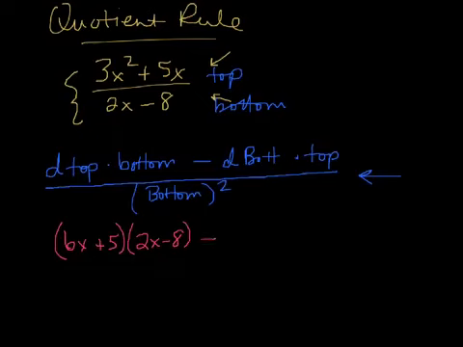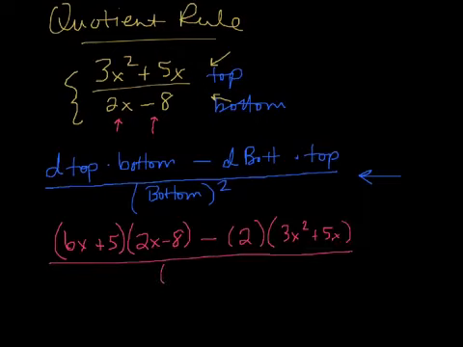Then I do a subtraction symbol. Now I do the derivative of the bottom. Well, the derivative of 2x is just 2, and the derivative of negative 8 is 0, so that's gone. So the derivative of the bottom is just 2 times the top, which is 3x squared plus 5x. And then you have that whole chunky thing over the bottom squared.